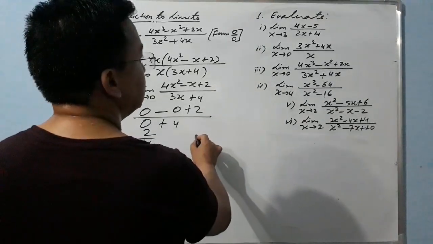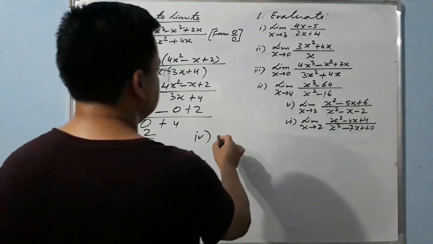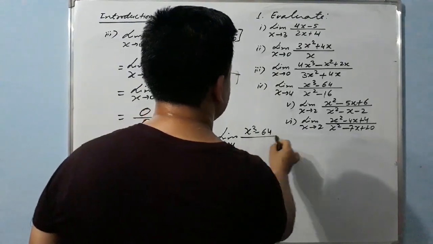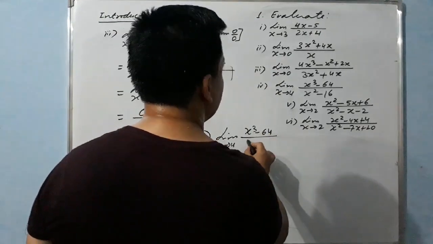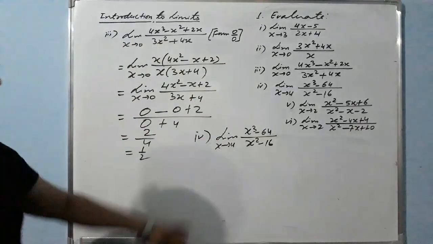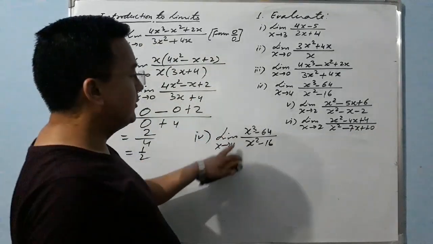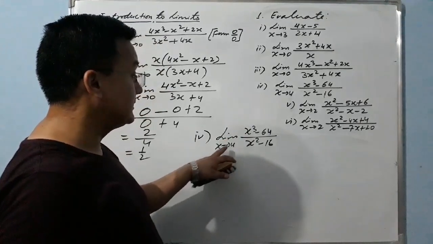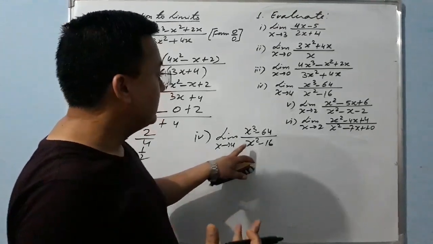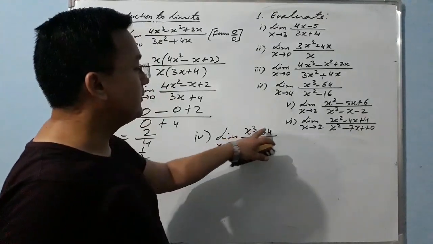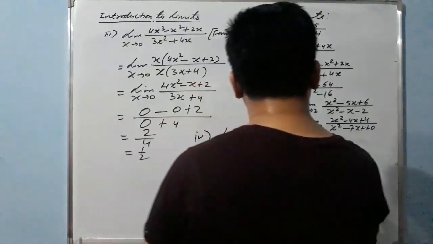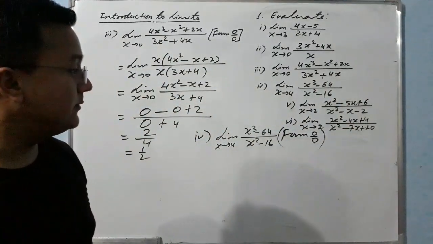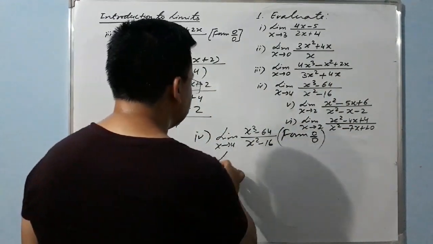And let's see question number 4. Limit of x cube minus 64 over x square minus 16 as x tends to 4. As x tends to 4, x cube tends to 64, and x square tends to 16. So 64 minus 64, 0, and 16 minus 16, 0. So you can say 0 upon 0 form, which is an indeterminate form. Indeterminate form means you need to simplify.